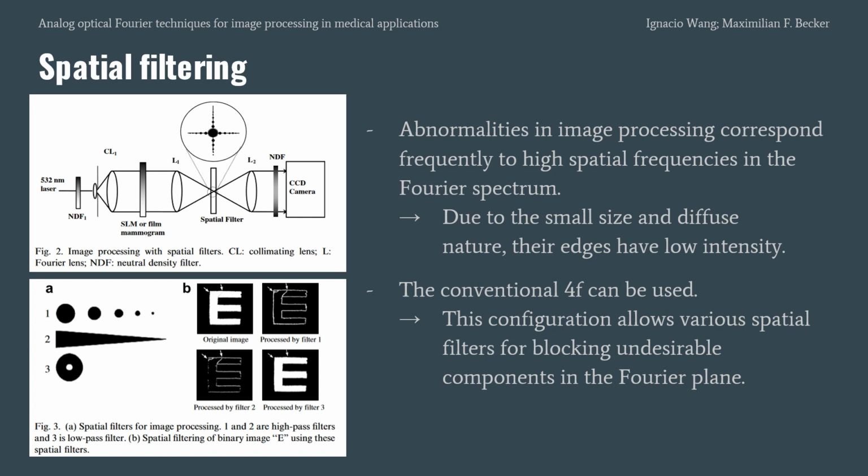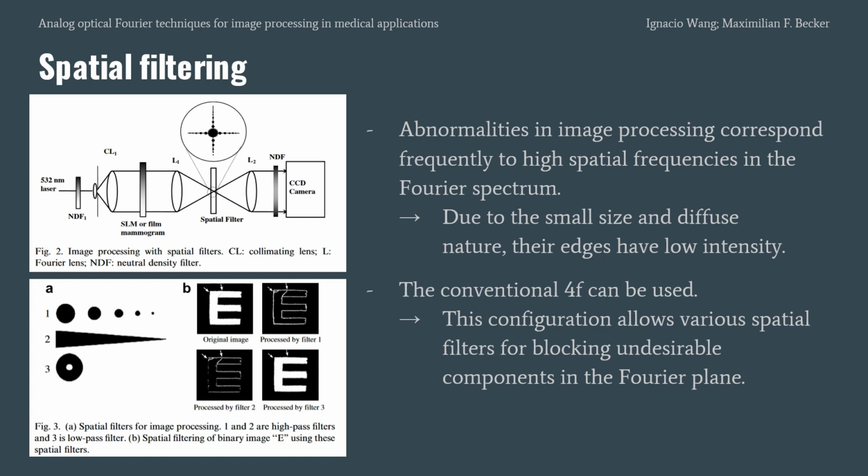Features such as microcalcifications are often buried in the background of soft dense breast tissues in a mammogram, resulting in low contrast between these essential features and the background. So, for all these kinds of abnormalities, due to the small size and diffuse nature of the human body, we will find that the edges have a really low intensity. So how do we find them?